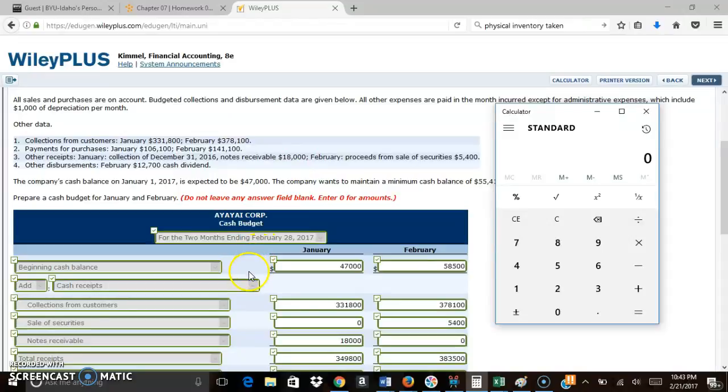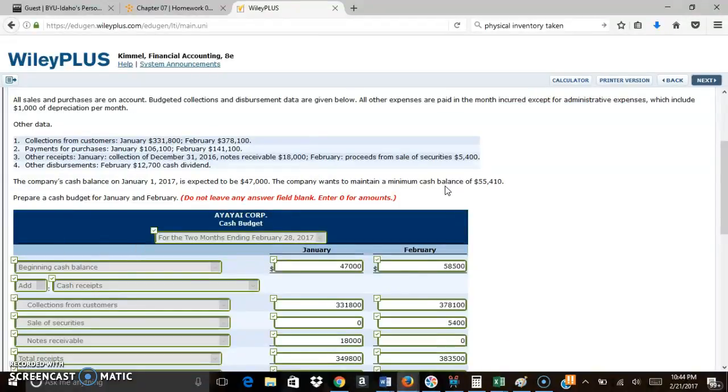So we start with our beginning cash balance. We read here that the expected cash balance is to be $47,000, so we put that for our input. And then for February, they want a cash balance of about $55,410. That's the goal. They want to maintain a minimum cash balance.